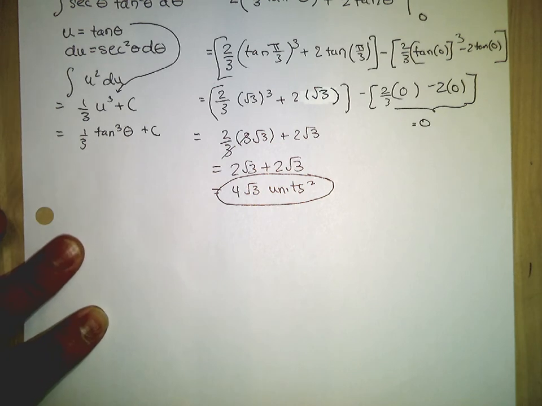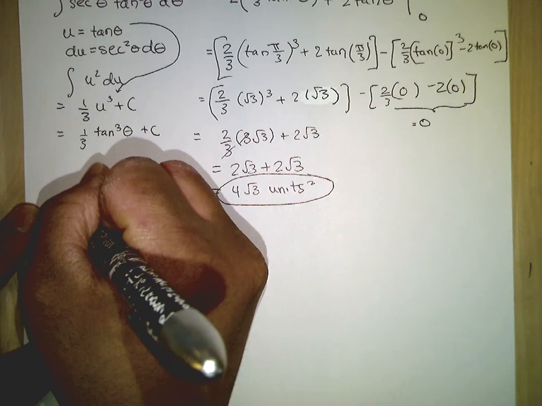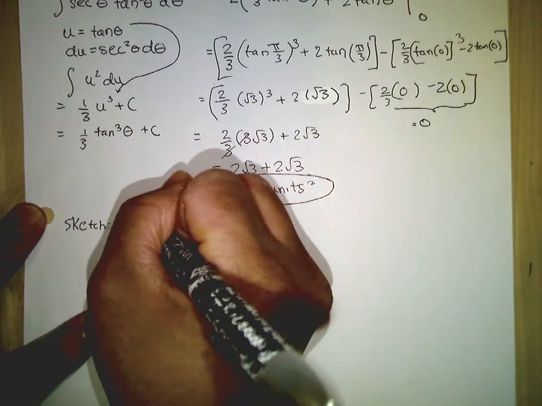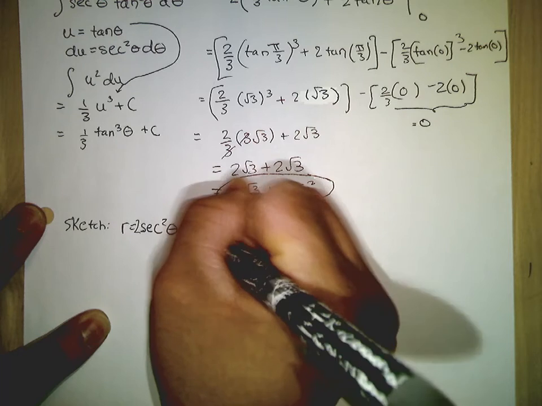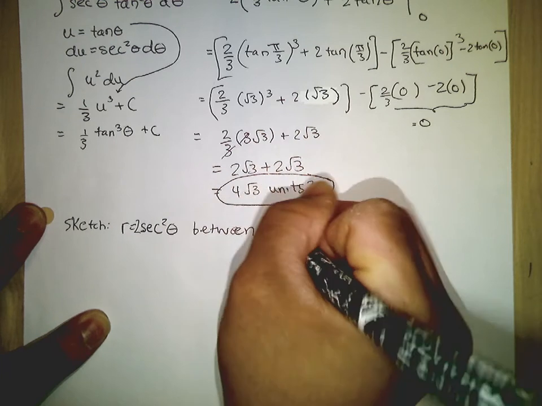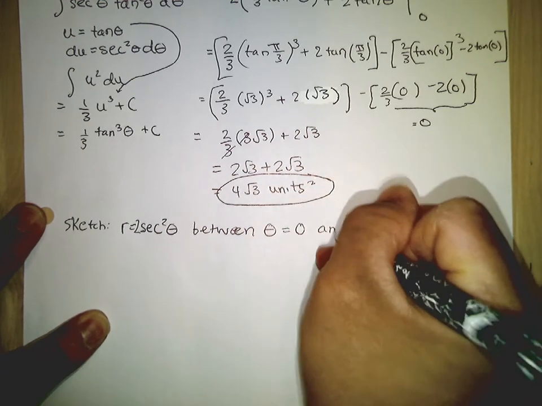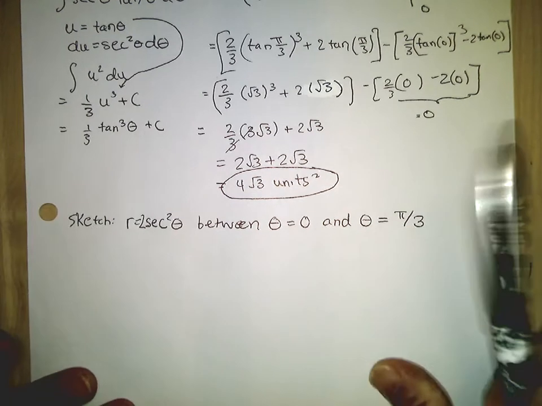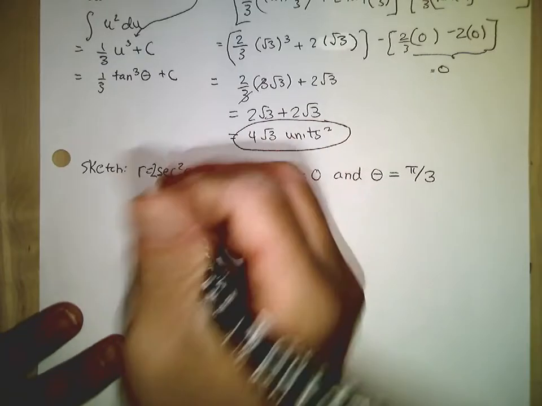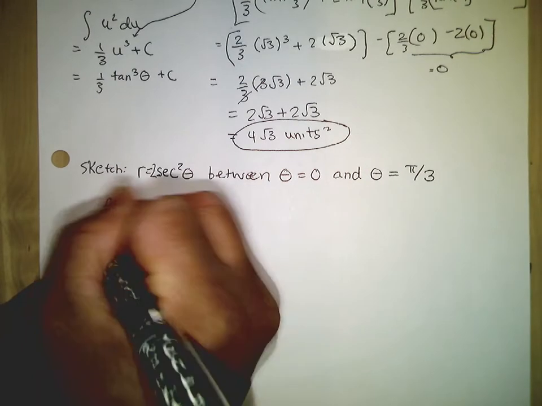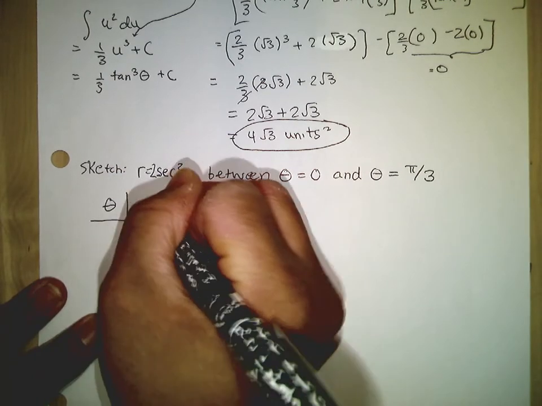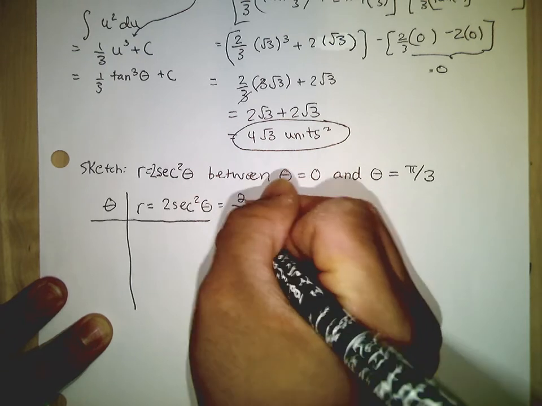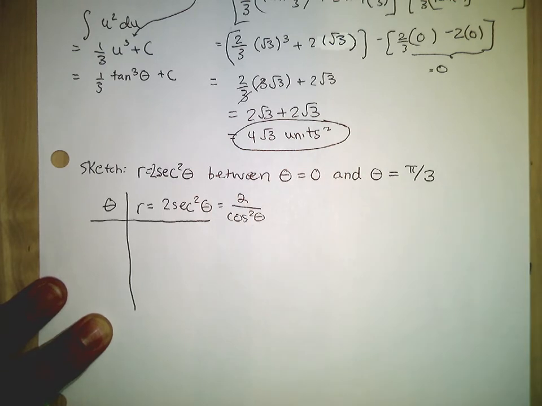And now let's sketch the curve. So we want to sketch r equals 2 secant squared theta between theta equals 0 and theta equals pi over 3. All right, so let's do this. Let's just make a table here. Theta and r equals 2 secant squared theta, or 2 over the cosine squared theta.